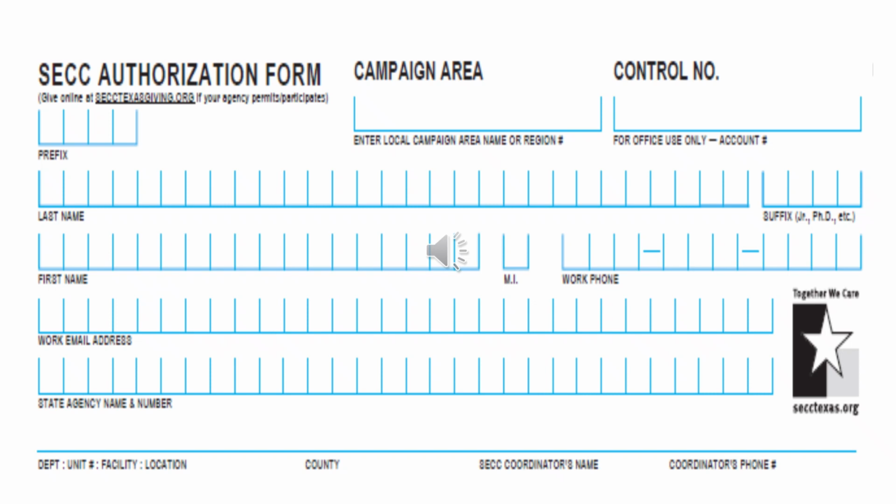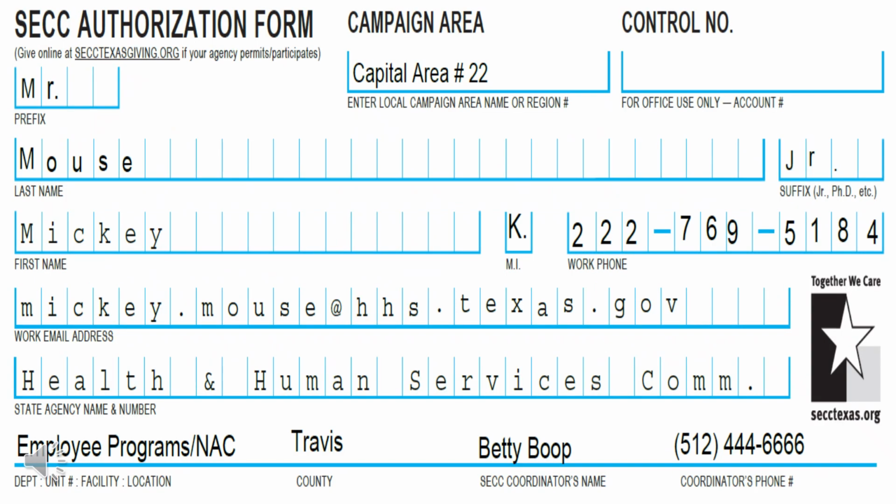Here you will complete basic information for the donor. Be sure that all information is as complete as possible. If there are any questions regarding the donation, this information will be used to contact the donor. Here's an example of a completed top portion of the form. You will provide the employee information such as Mr., Ms., or Miss, or you can leave that area blank. The campaign area is capital area and the number is 22. The control number field is for the use of EarthShare staff, so please leave that blank.